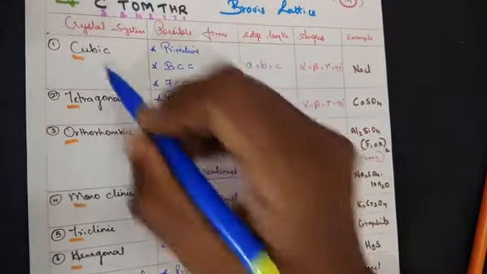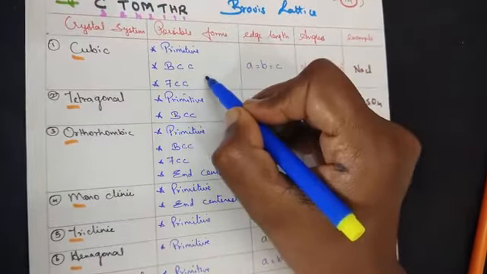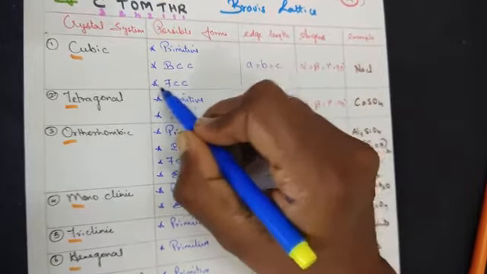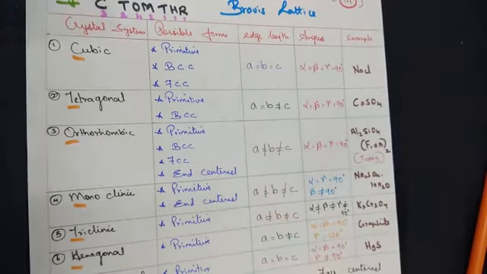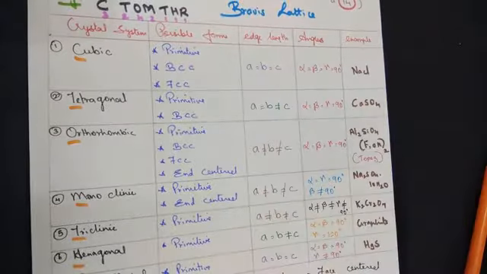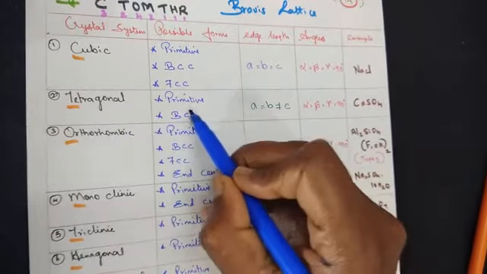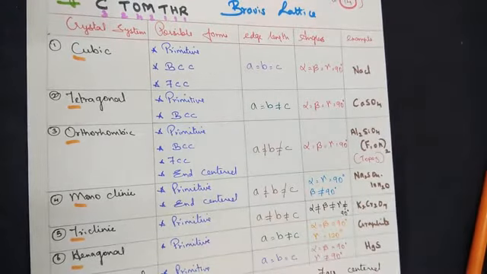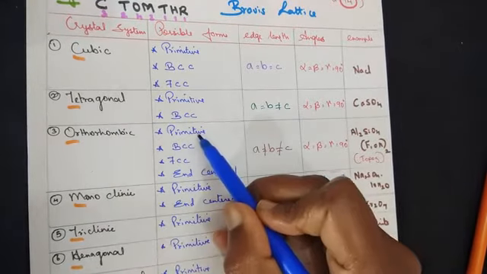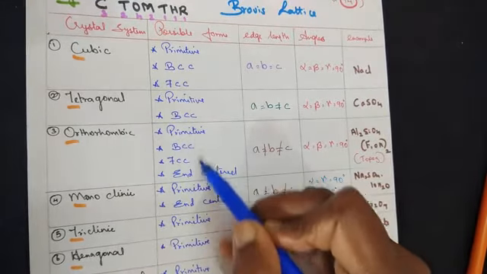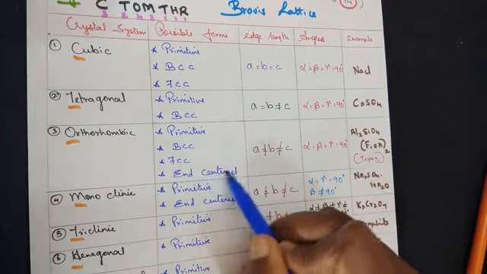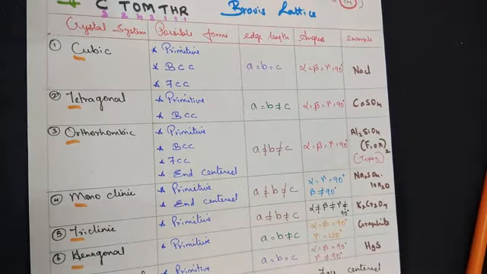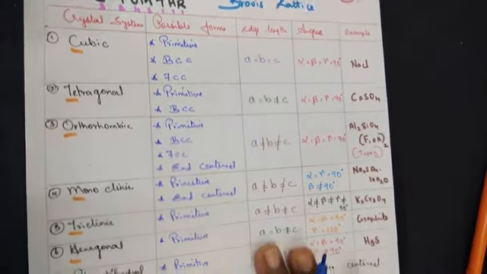Apart from the edge, cubic has two other possible forms: one is BCC and the other one is FCC, face-centered cubic and body-centered cubic. Tetragonal, apart from primitive, also exhibits a body-centered system. Orthorhombic, apart from primitive, has 3 other types: body-centered, face-centered, and end-centered. We will see it in detail when we see the non-primitive unit cell.